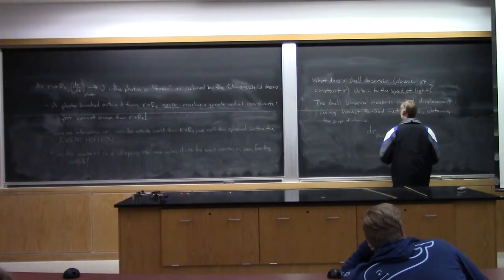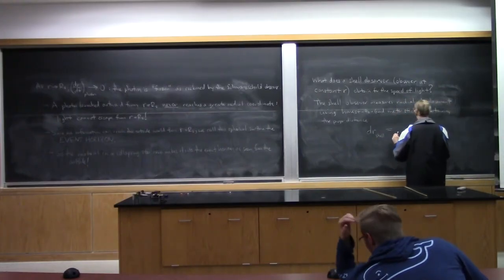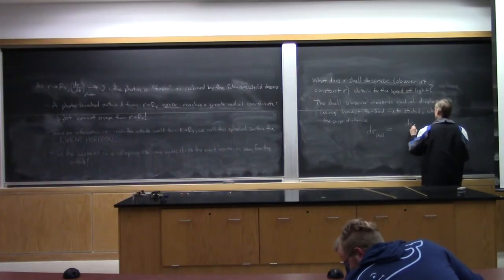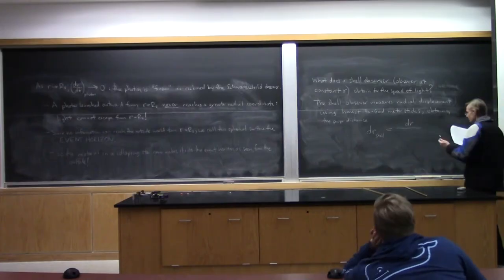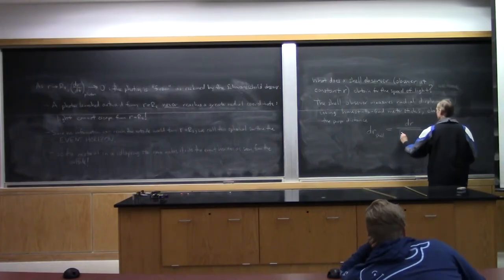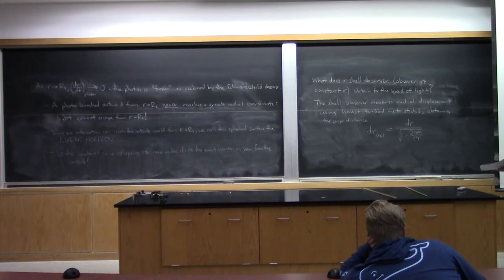We'll call that dr shell for our shell observer, which will be dr measured in Schwarzschild coordinates divided by the square root of 1 minus 2GM over c squared r. Right, we've done the usual d theta equals d phi equals 0.